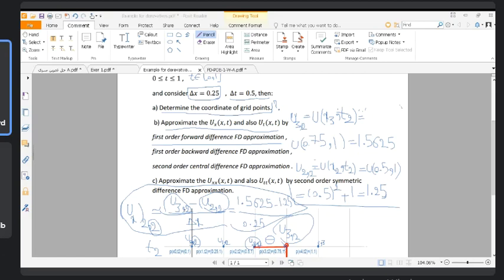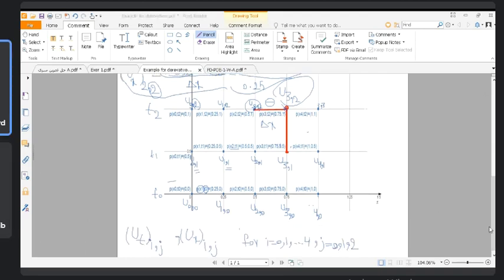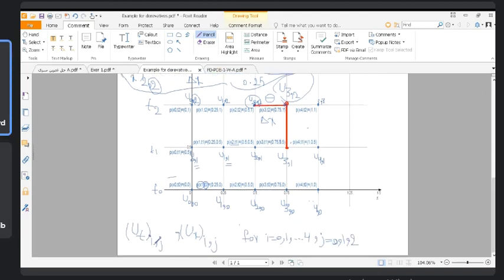For any point I write for you, you should compute UTIJ and UXIJ for I equals 0 to 4 and J equals 0 to 2, for all points. For the 15 points of this grid, of this mesh, you should compute your respect T for all points and your respect X for all points, only by using the forward approximation.